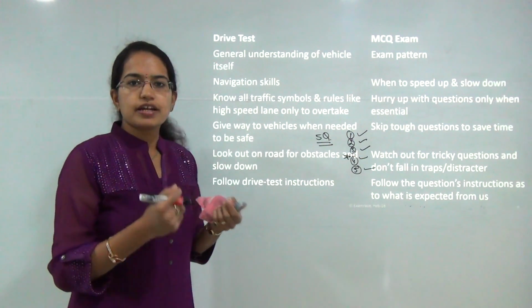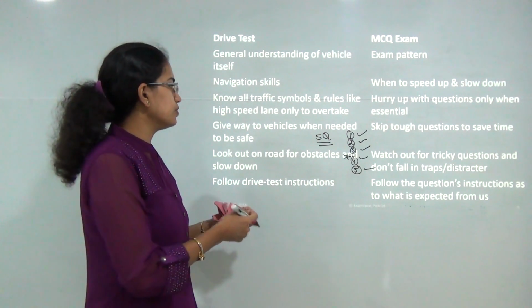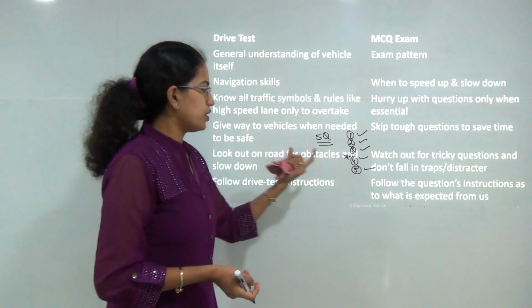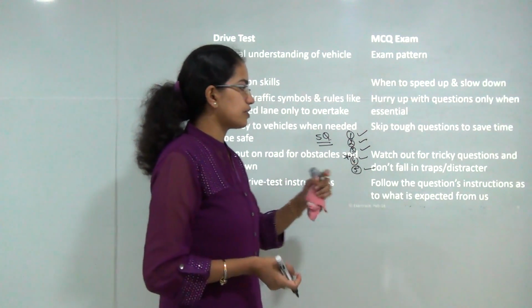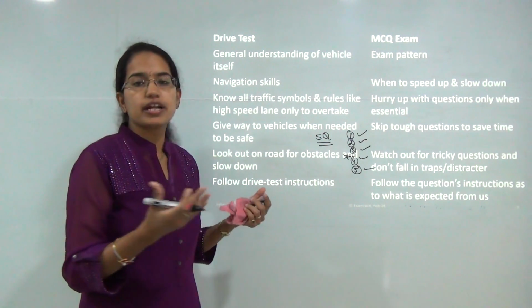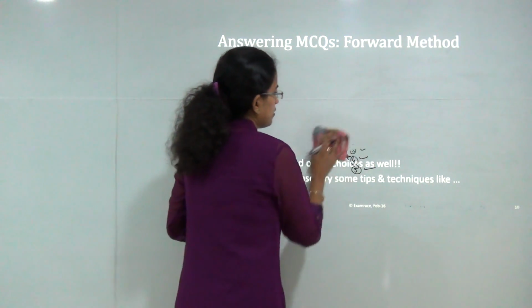Similarly, if you are a new learner, if you have an L besides your car, what you would do is give way to the other vehicles that are coming on the road. So you will watch out for tricky questions and you will not get distracted by small things that are given, or I could say distractors that are given. Now, answering the question in a forward manner.